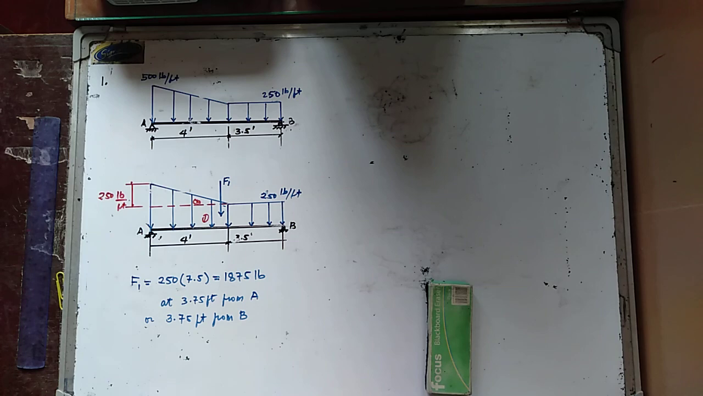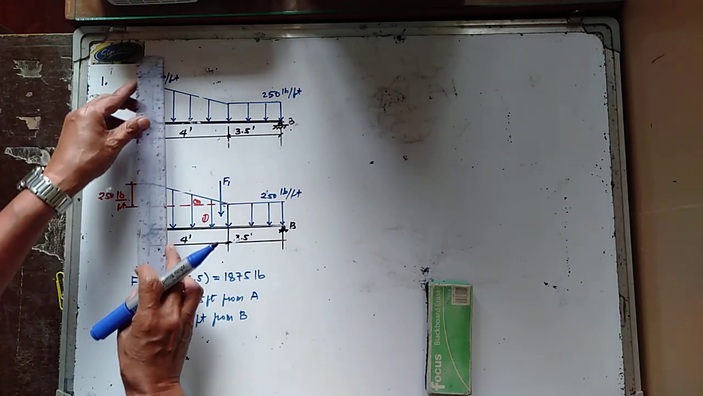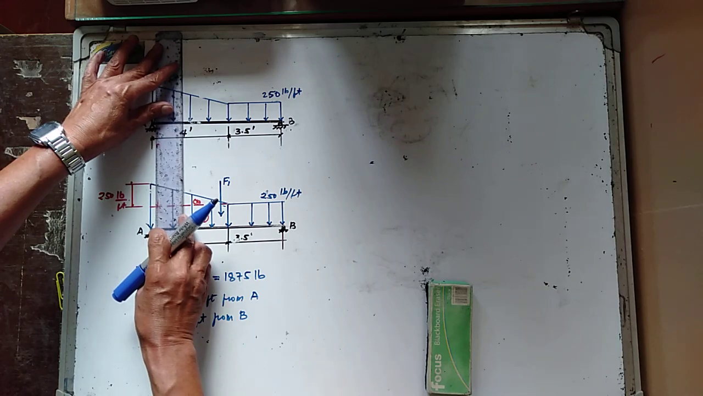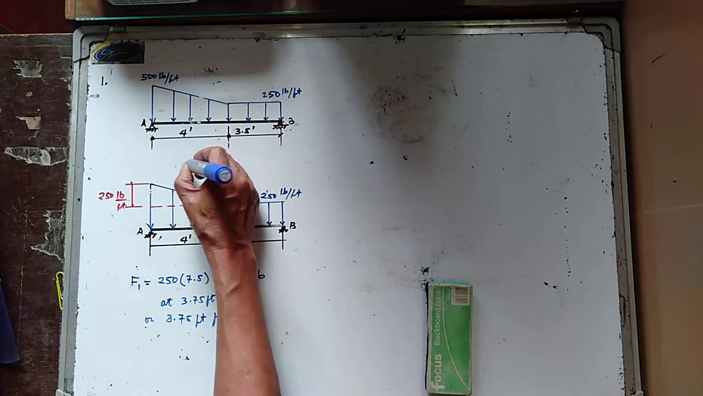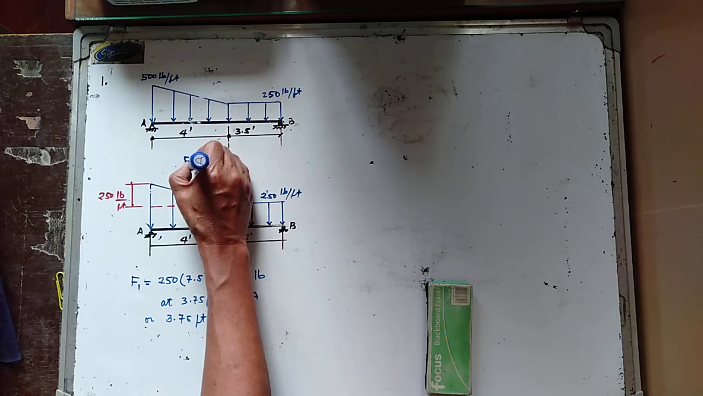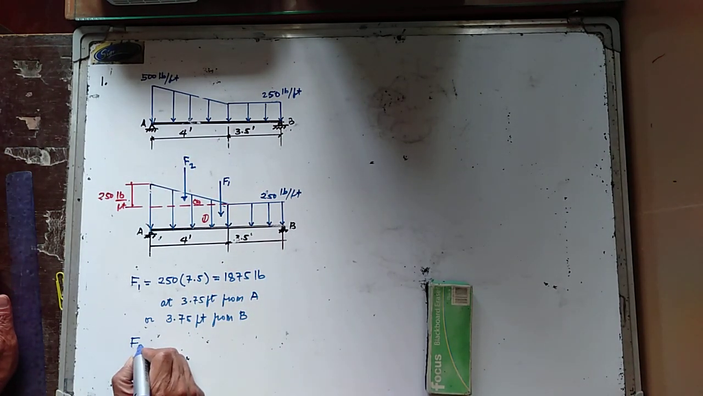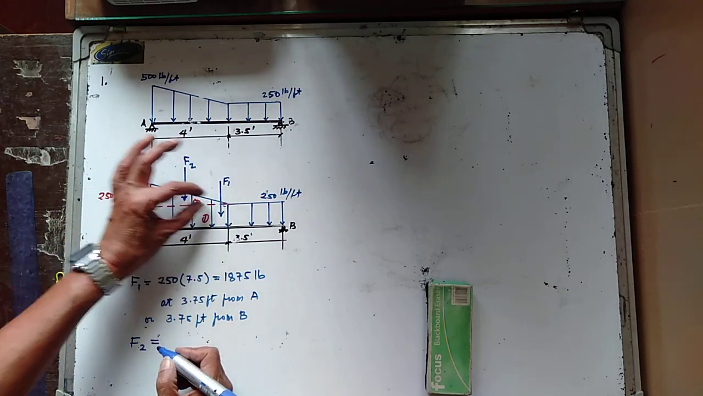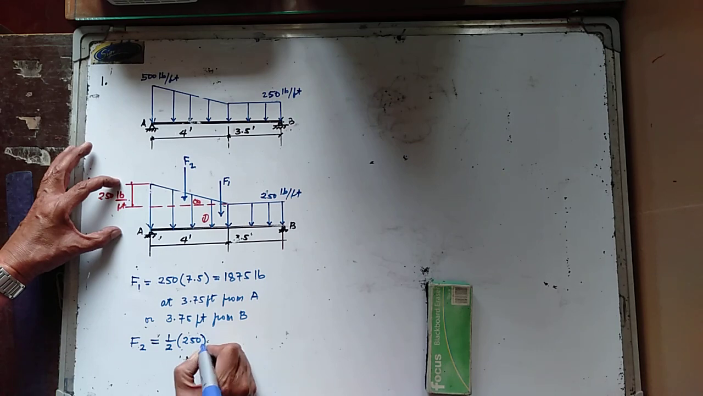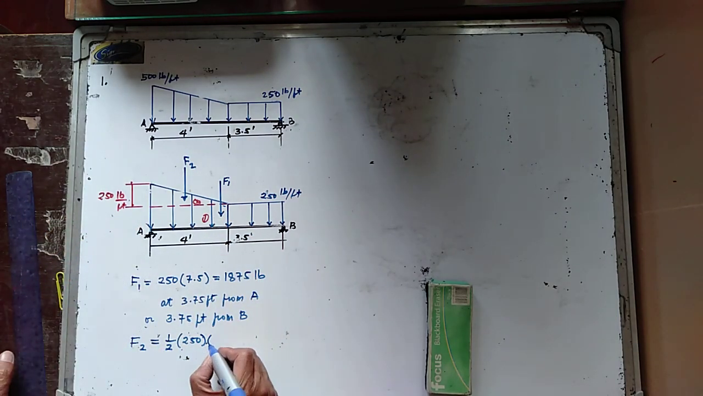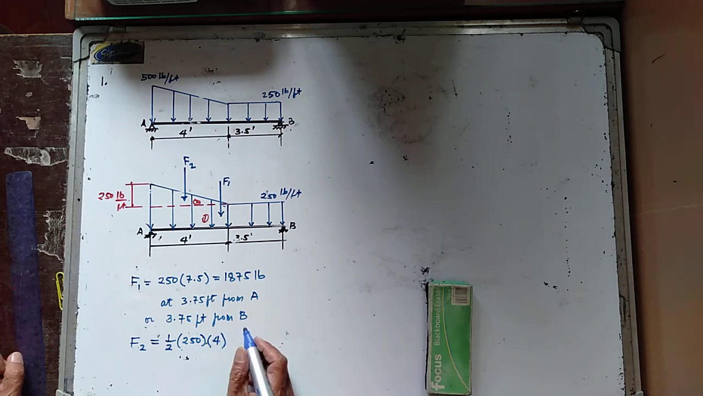Now, let us determine the equivalent resultant force of this triangular loading. So we have your area 2. This is the equivalent force, and let us consider this one as F2. Again, the magnitude of F2 is equal to the area under the load diagram. So the area of this triangle is 1/2 of 250, multiplied by the length, which is equal to 4. And this is equal to 500 pounds.